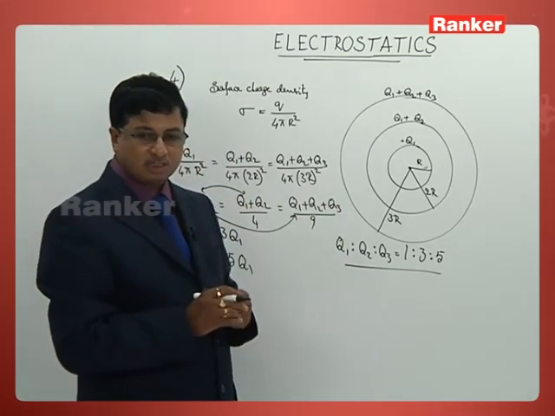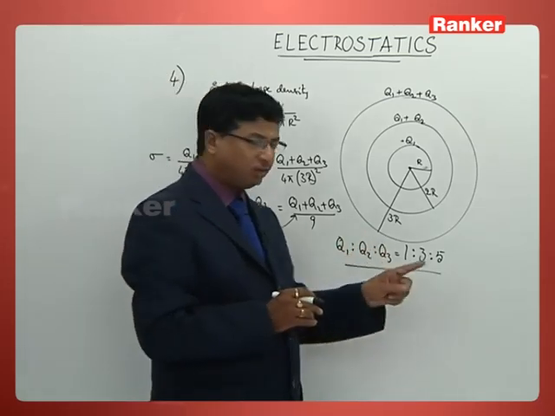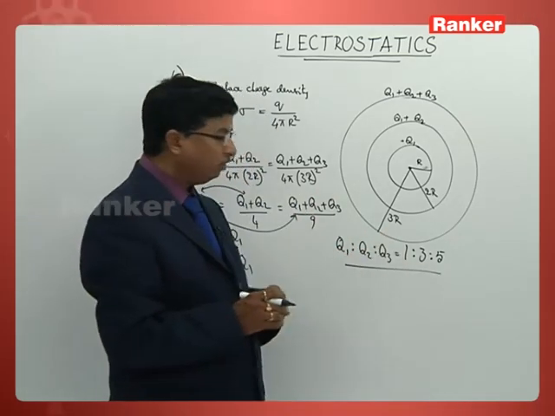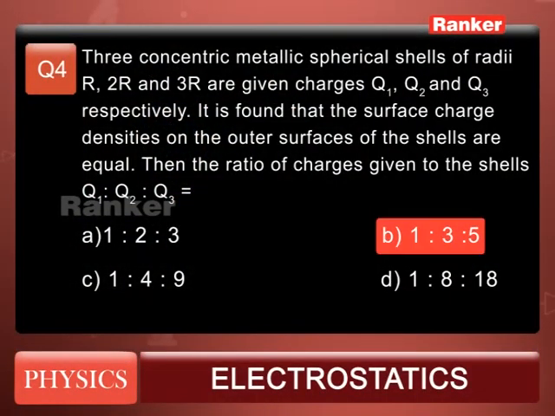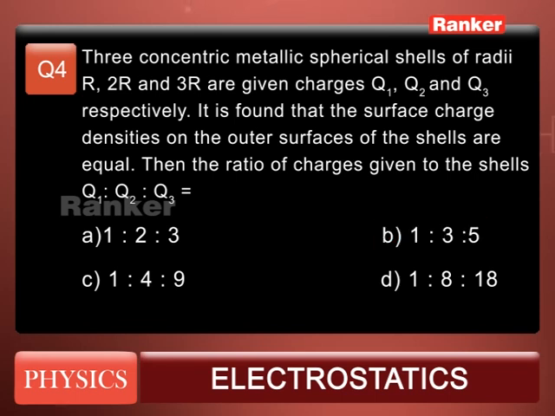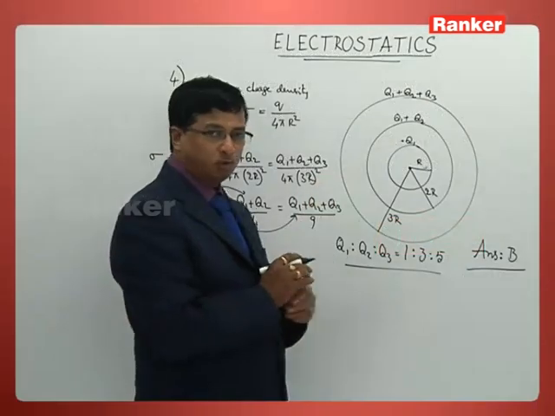Look at the options once again. Second option is exactly the same. It is given 1 is to 3 is to 5. Therefore, we can just take the answer for this particular question as B. That is the concept of problem number 4.